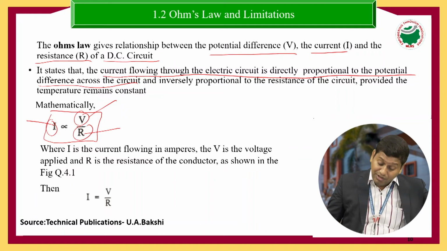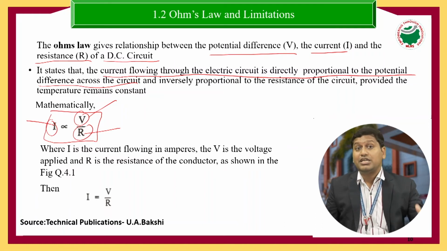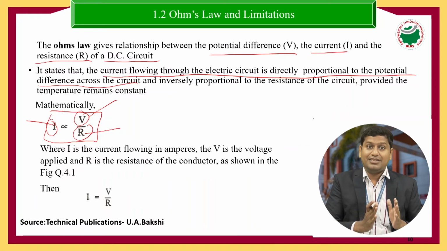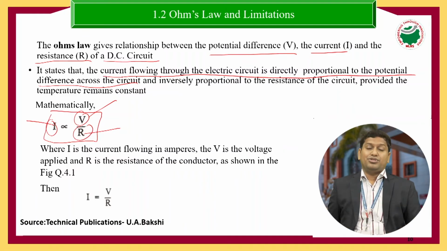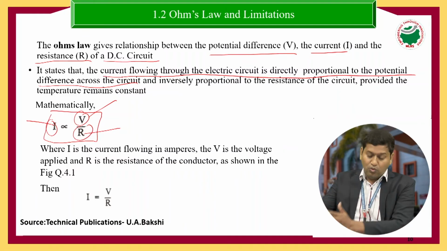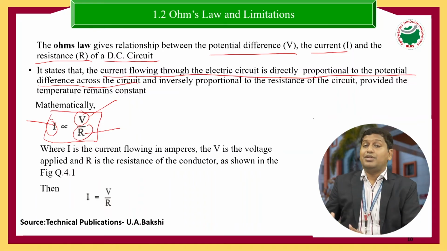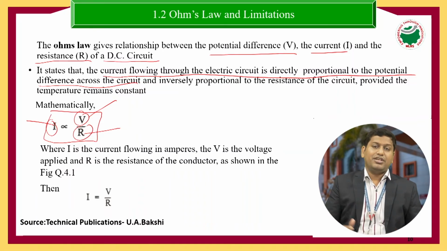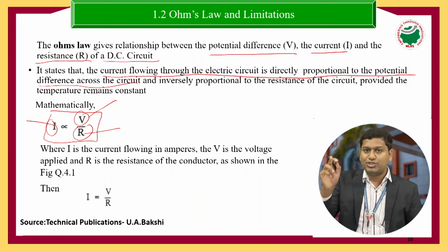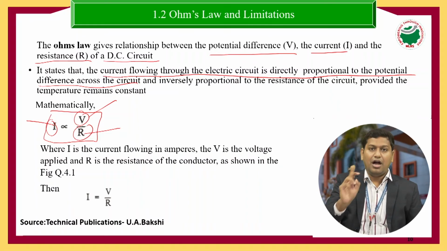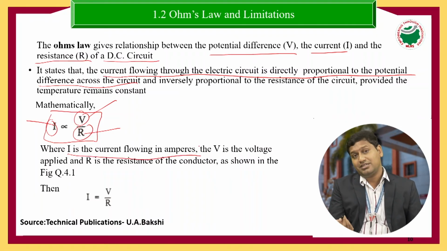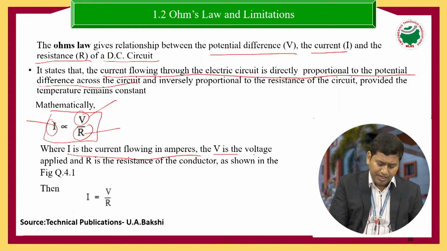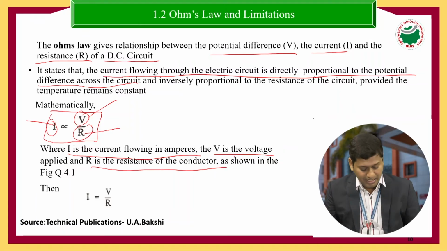circuit and inversely proportional to the resistance of the circuit. The point it is trying to say is that current is directly proportional to voltage and inversely proportional to the resistance. That's why it is mathematically given as I proportional to V by R. Here I is the current flowing in amps, V is the voltage applied, and R is the resistance of the conductor.